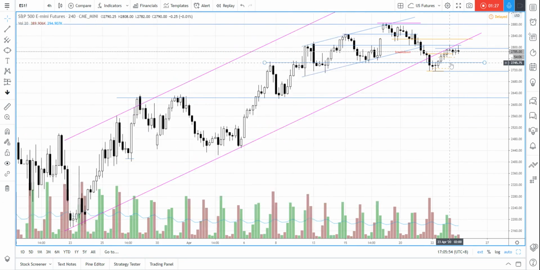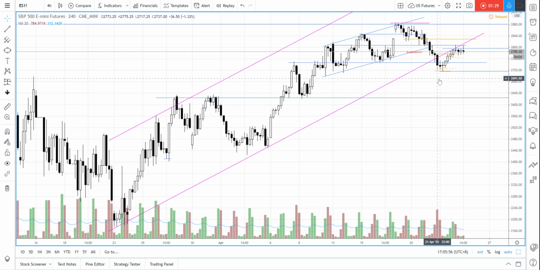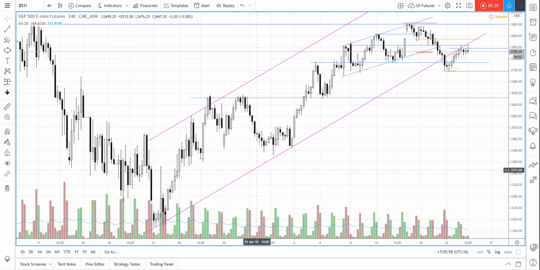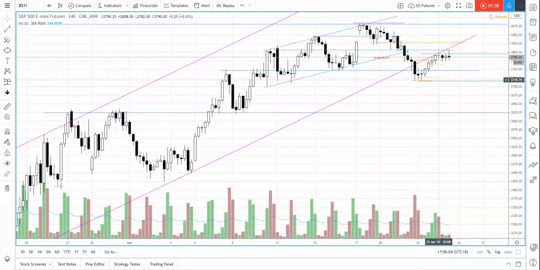And also if we zoom out a little bit here, you can see that this up channel actually becomes a resistance for the price. So the S&P 500 just rallied up to the 2800 level. That coincides with the trend line, which now becomes resistance. So this is quite a nice confluence area.